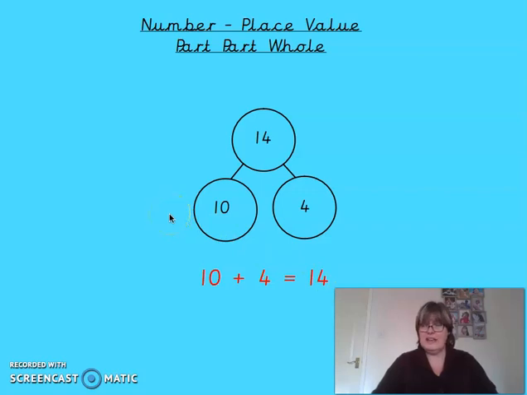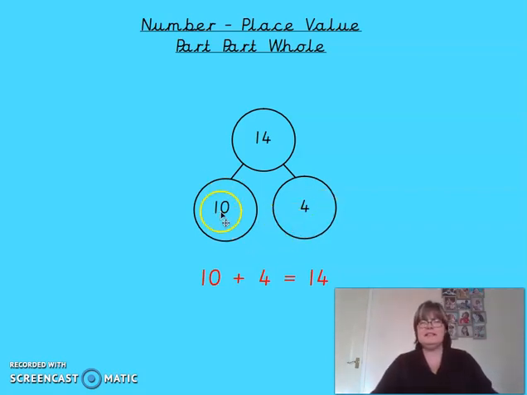So we can check that. We can add on from 10. We can say 10. We can add 4 more on, so we can go 10, 11, 12, 13, 14. So we know that that works. So our 2 numbers here are our 10s and our 1s. And up here is our answer. Now, have you spotted anything about our 10s?